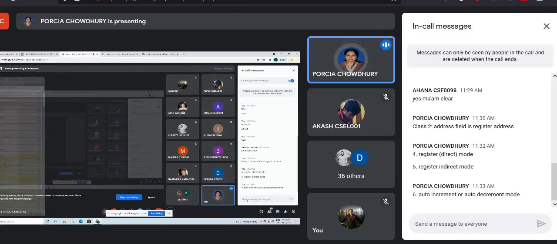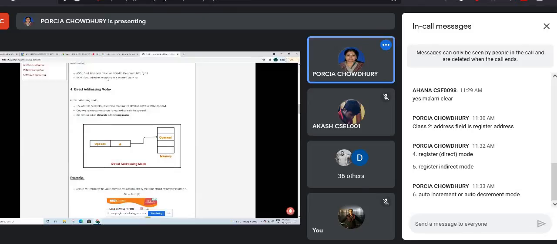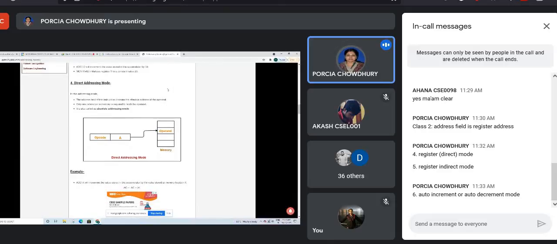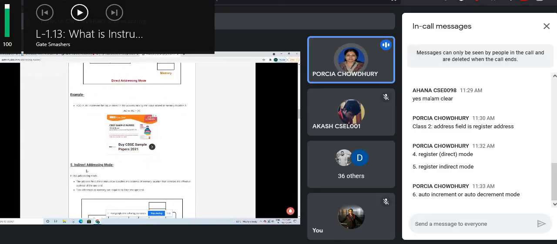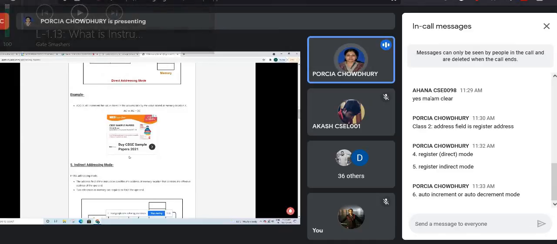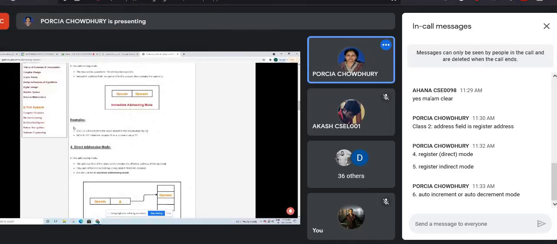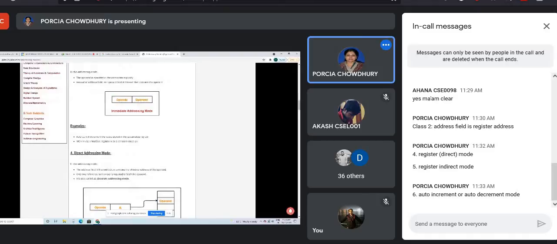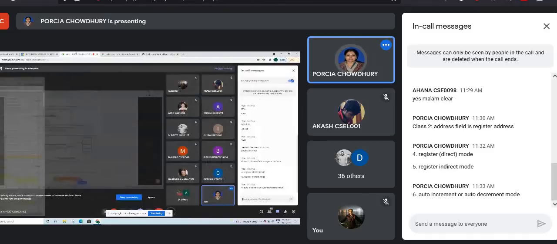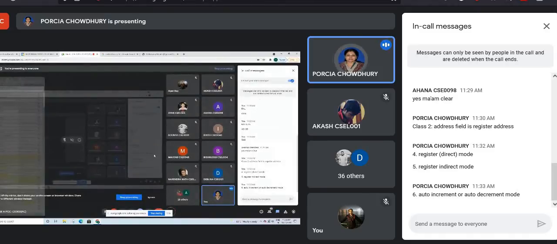See over here they have written direct addressing mode. I have told you that it means registered direct addressing mode, and this is indirect addressing mode, that means registered indirect addressing mode, you can say. Now first let me explain this, then we will read that.